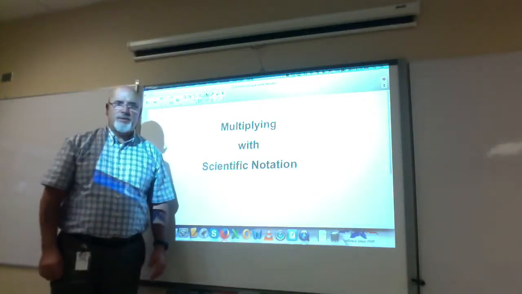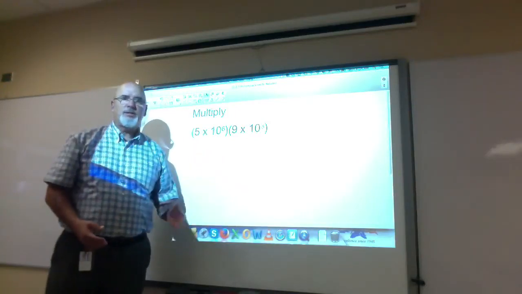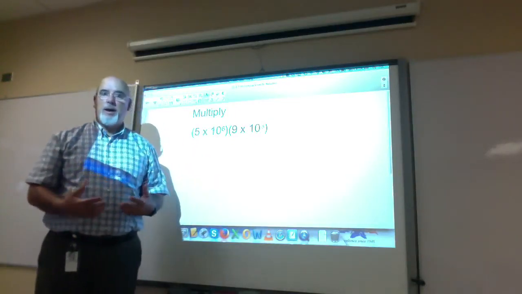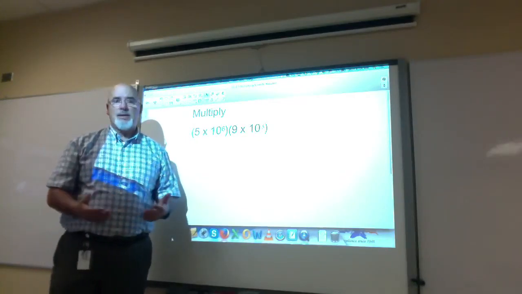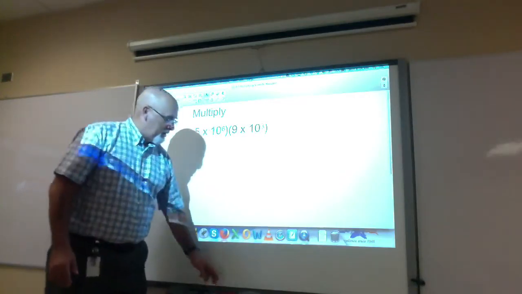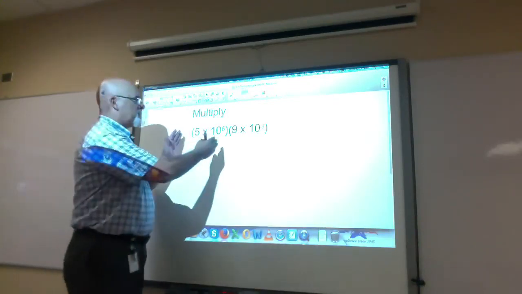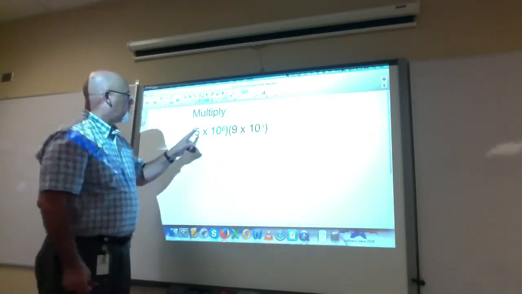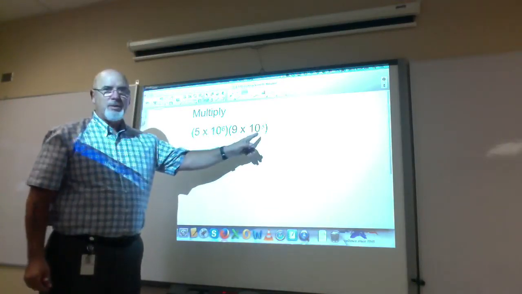Multiplying with scientific notation. You've learned how to write in scientific notation and you've learned how to multiply powers. So now you can combine the two skills to be able to multiply in scientific notation. What you have to do is take the two numbers that are in scientific notation, you multiply the number times the number and the power times the power.